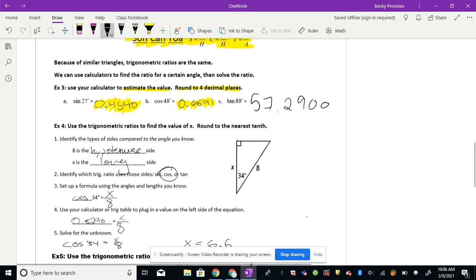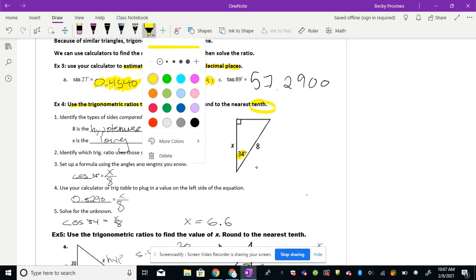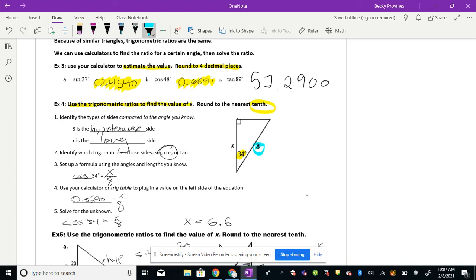All right. So now we're going to put it all together. How are we going to use this to solve for side lengths? Use the trigonometric ratio to find the value of x, rounded to the nearest tenth. So let's first identify the sides compared to the angle that we know. We're going to be using this angle of 34 degrees. The segment length that is labeled 8, we've got to figure out what that is first. If we look, it is across from the right angle, which means this is going to be our hypotenuse.